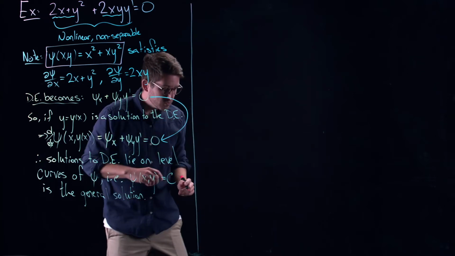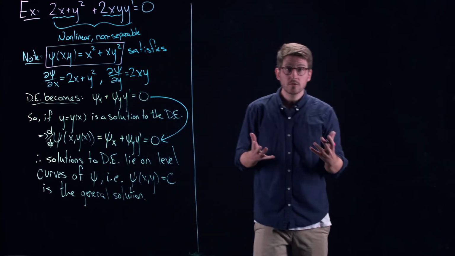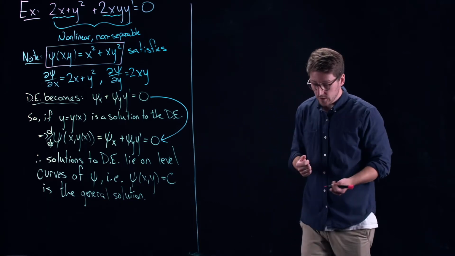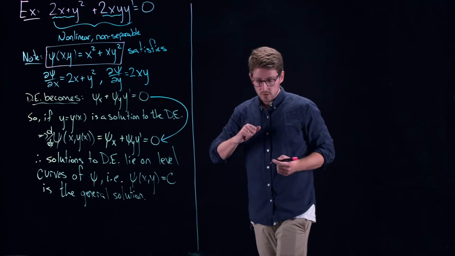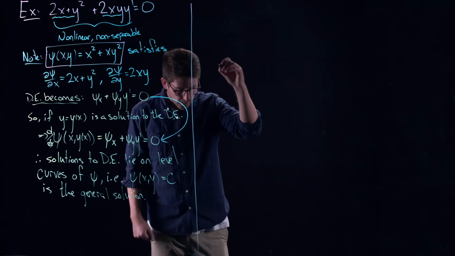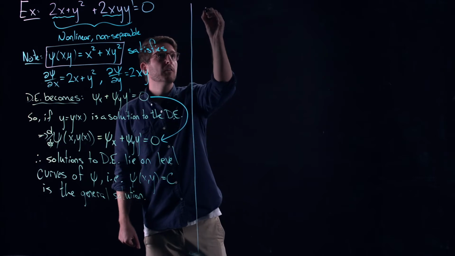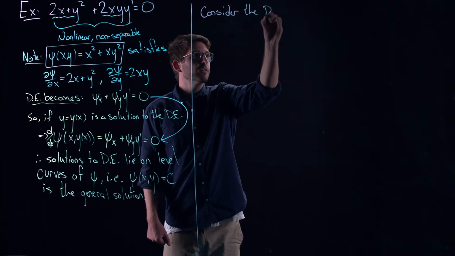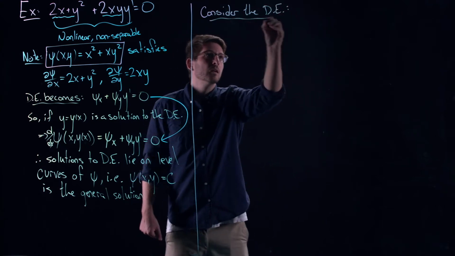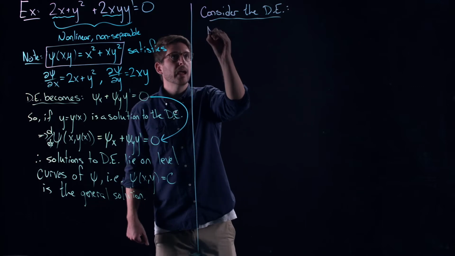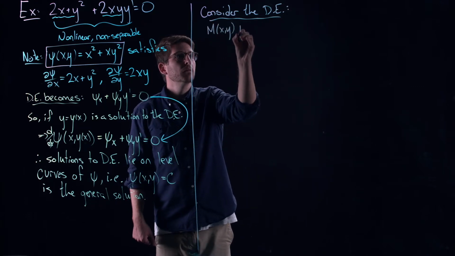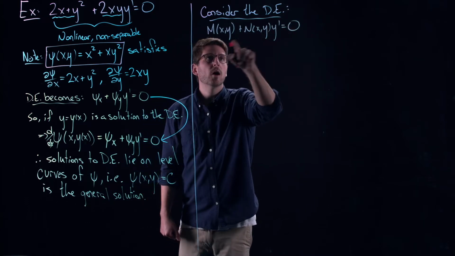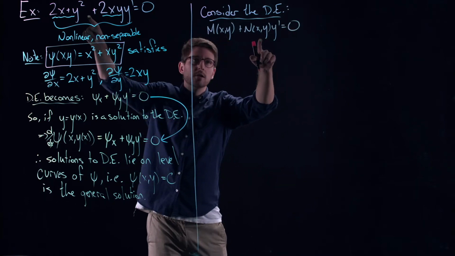Well, first and foremost, we refer to psi as a potential function. This is coming from the physics literature, so potential coming from potential energy. So you'll hear me refer to this thing as a potential. So how do we find psi? Well, consider the differential equation, and I'm going to write it as M of x,y plus N of x,y y prime is equal to 0. So this is why I wrote this equation in that form, okay?